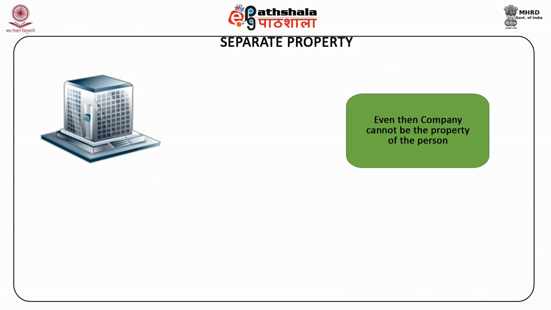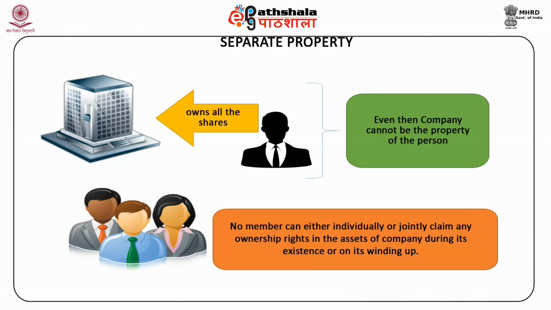A company cannot be the property of the person who owns all the shares in the company, nor can it be considered to be his agent. No member can either individually or jointly claim any ownership rights in the assets of the company during its existence or on its winding up. No shareholder has any right to any item of property owned by the company, for he has no legal or equitable interest therein. A member cannot have any insurable interest in the property of the company.